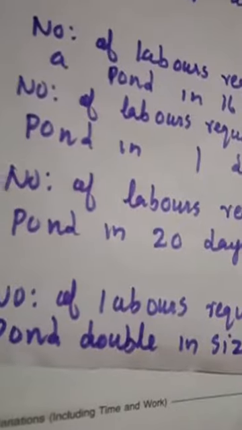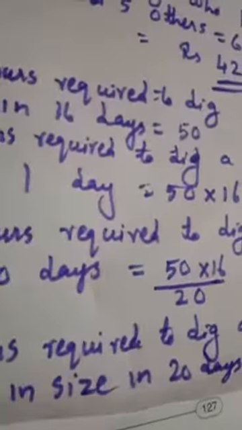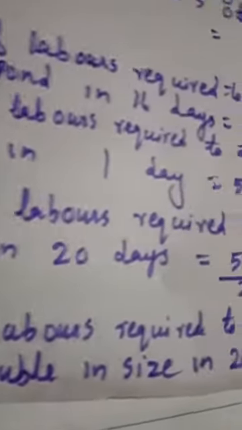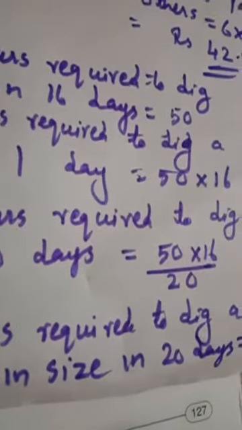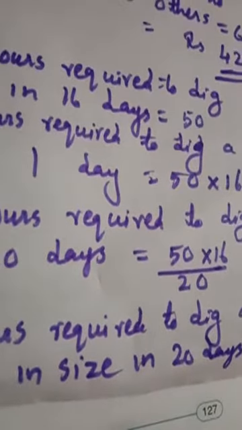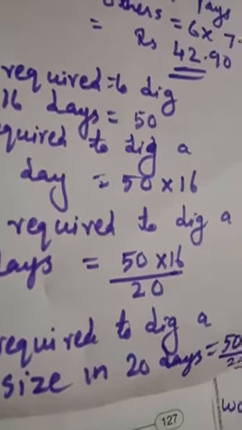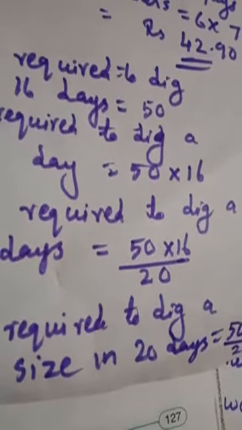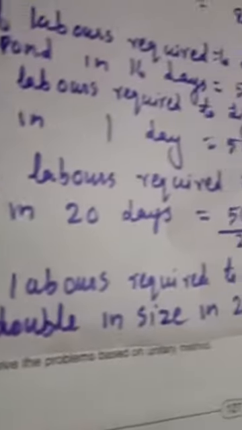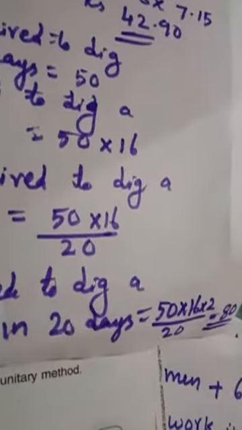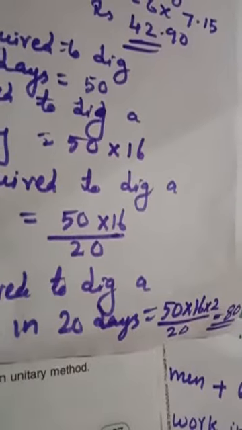Now how to find the workers for 20 days? Number of laborers required to dig a pond in 20 days. The number of days is increasing, so we want to divide. Just opposite. To find more, divide. 50 into 16 by 20, then we will get 40. Answer 40 laborers. But the size of the pond is double, so the number of laborers required to dig a pond double in size in 20 days is 50 into 16 by 20 into 2. That is 80 laborers. Answer 80 laborers. Okay.